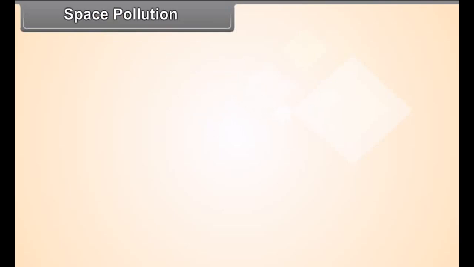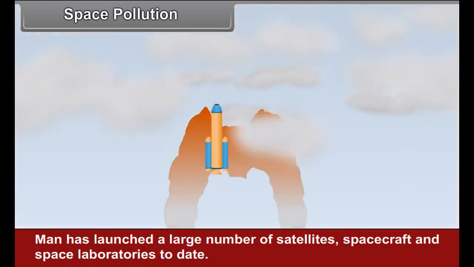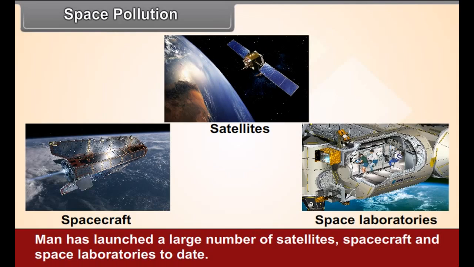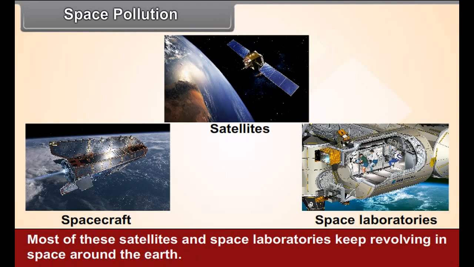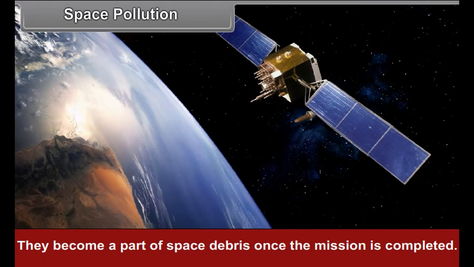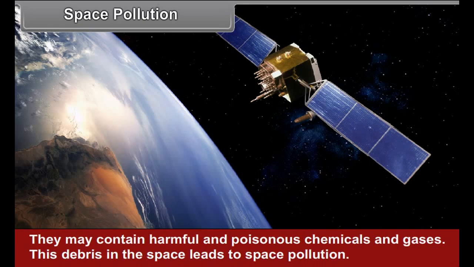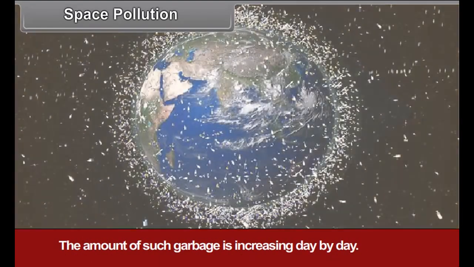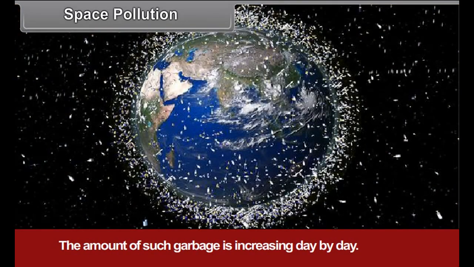Space pollution. Man has launched a large number of satellites, spacecrafts and space laboratories to date. Most of these satellites and laboratories keep revolving in space around the Earth. They become a part of space debris once the mission is completed. They may contain harmful and poisonous chemicals and gases. This debris in space leads to space pollution. The amount of such garbage is increasing day by day.